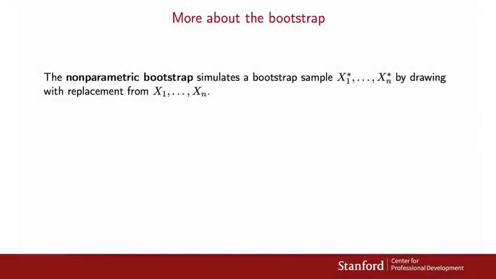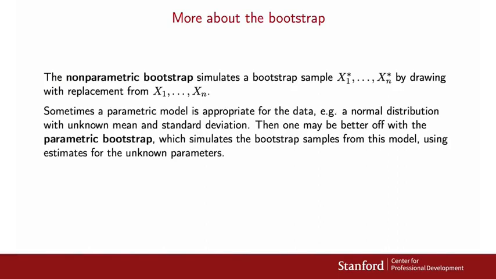Drawing a bootstrap sample by sampling with replacement from the data is called non-parametric bootstrap. Sometimes we know more about the data. For example, we may know that the data follow a normal distribution, but we don't know the mean or the standard deviation. In that case, we may want to use that information. Of course, the obvious thing to do there is to simply estimate the unknown mean and standard deviation, and then simply sample from the normal distribution with that mean and standard deviation.